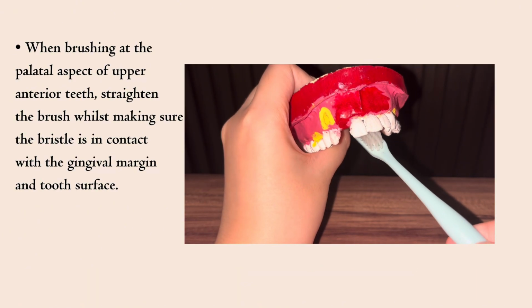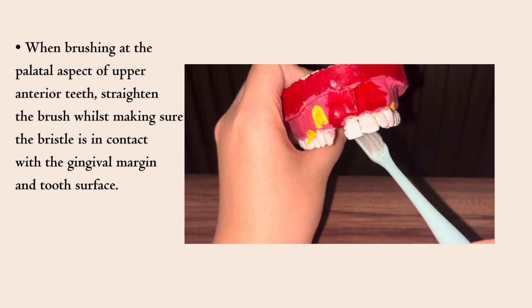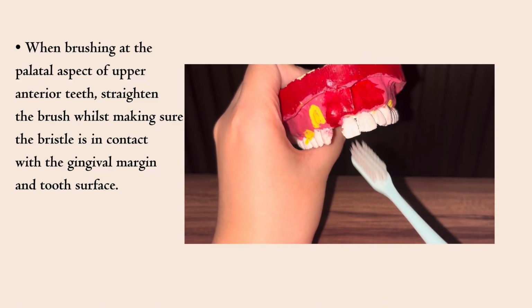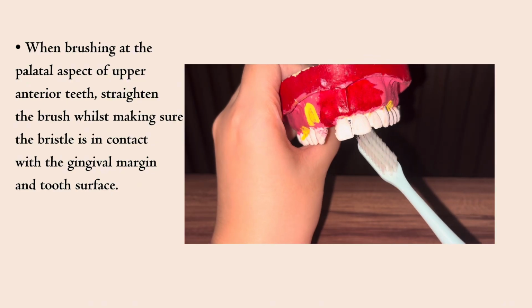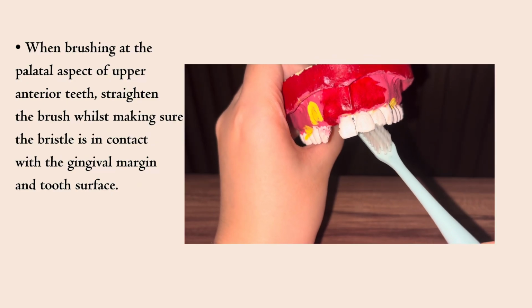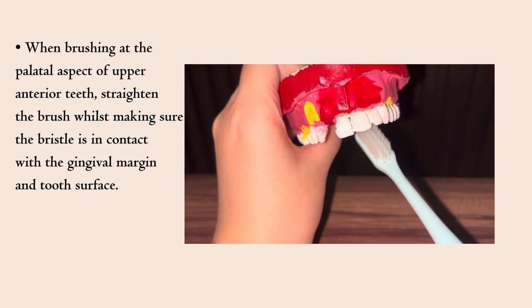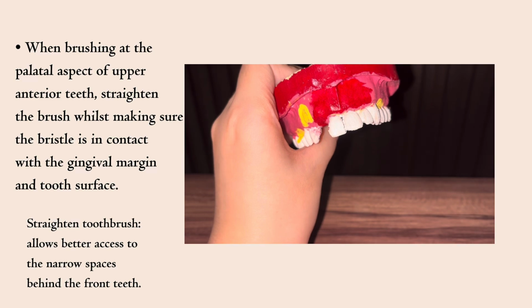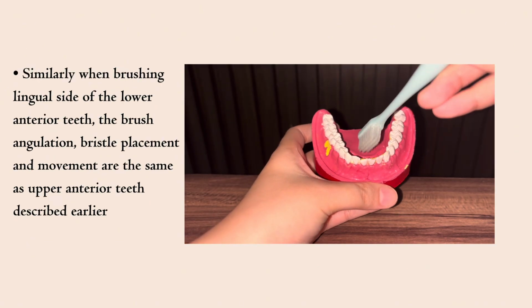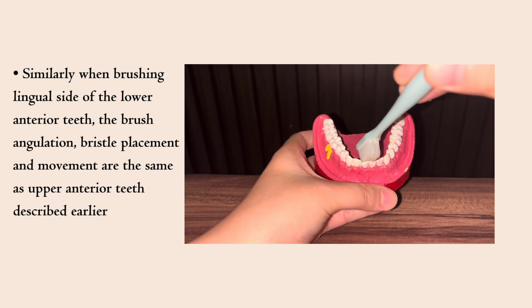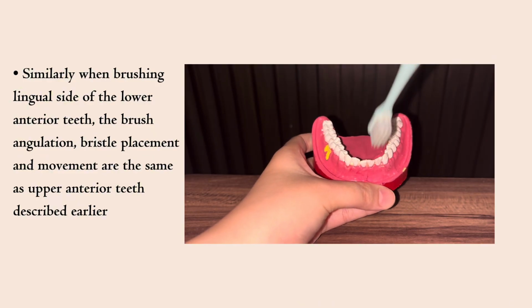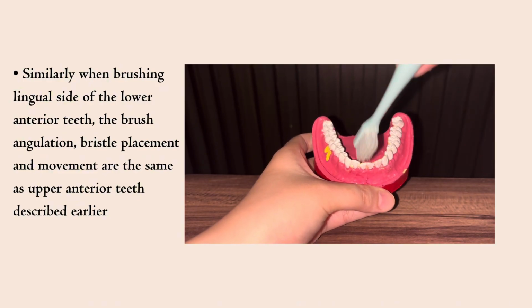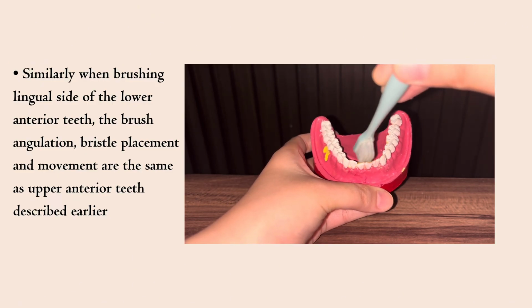When brushing the palatal aspect of the upper anterior teeth, straighten the toothbrush while ensuring the bristles are in contact with the gingival margin and tooth surface. This position allows better access to the narrow spaces behind the front teeth. Similarly, when brushing the lingual side of the lower anterior teeth, the same angulation and movement should be used. These areas are prone to plaque accumulation and gum recession if not cleaned properly.